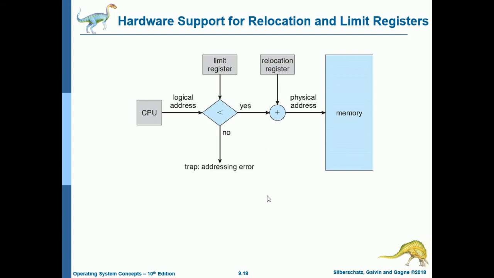Okay, next we have an illustration of hardware support for relocation and limit registers. Again, this is using relocation registers. The CPU will produce a logical address. If it's greater than the limit register, there will be a trap, an addressing error. But if the logical address is less than the limit register, then the value of the relocation register is added to the logical address, and it will produce a physical address which corresponds to the physical address in the memory.